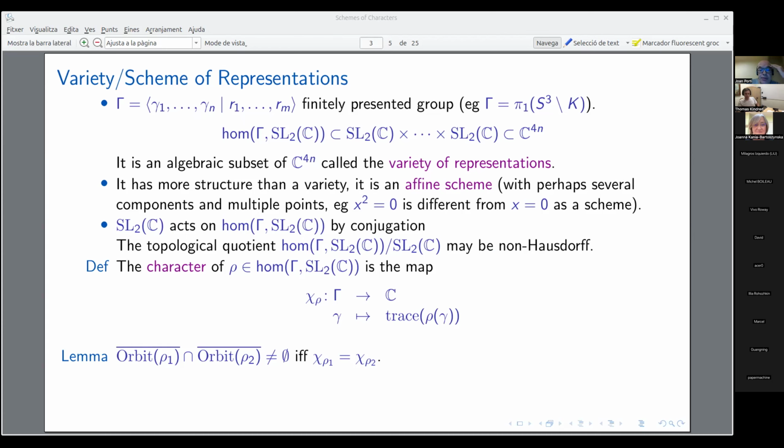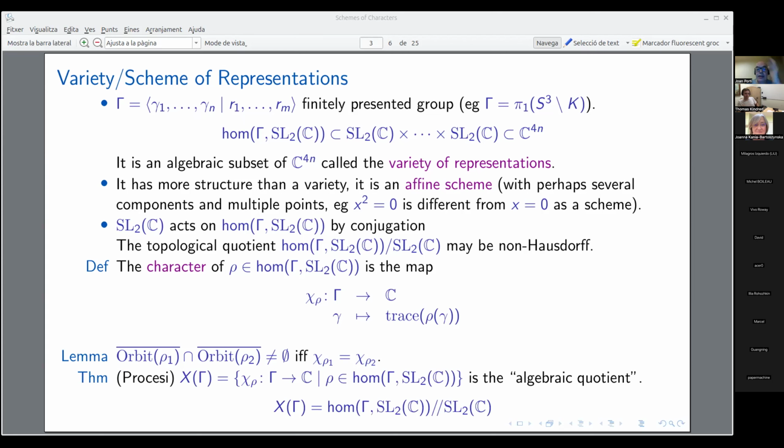If I take two orbits by conjugation, then they may be disjoint, but the closures intersect if and only if the representations have the same character. So the idea is that the variety of characters will be kind of a Hausdorff quotient. And in fact, it is a Hausdorff quotient.